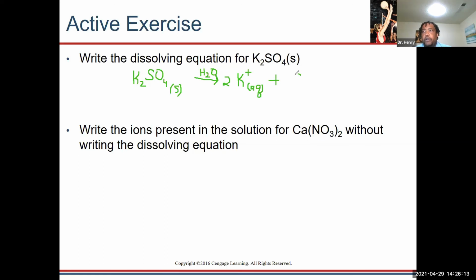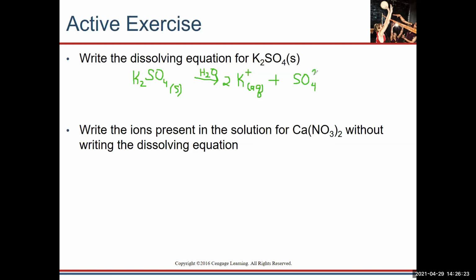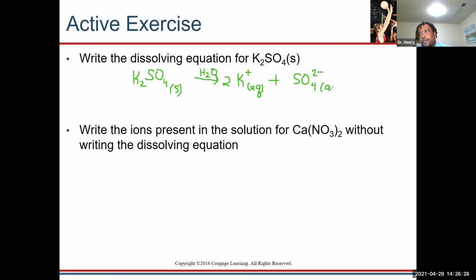And then we know that sulfate is a covalent polyatomic ion. What is the charge of sulfate? 2 minus. And that's going to be also aqueous. Okay, so this is an example of a dissolving equation, right? So we have that solid, we're going to be adding water, and then we're going to get these guys broken up into their ionic components. Piece of cake?